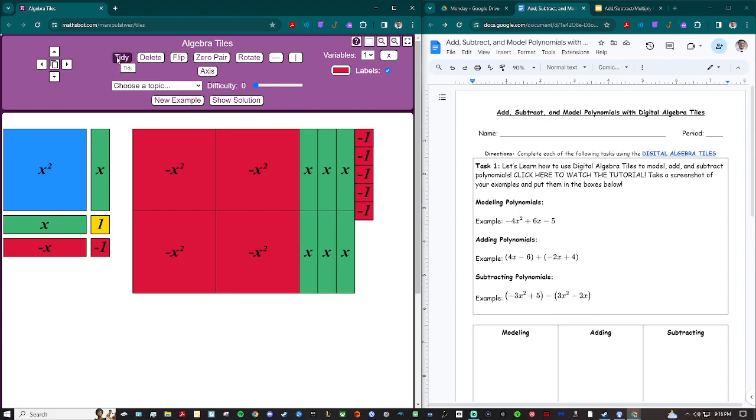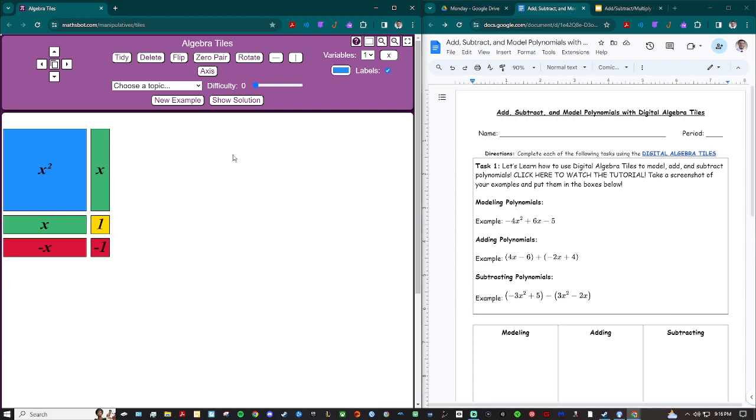Okay, click the tidy up button to get rid of your algebra tiles, and let's go on to adding polynomials. So we are going to add together 4x minus 6 plus negative 2x plus 4. So let's first model both of our polynomials. So I have 4x minus 6. So I'm going to grab 4 x's, 3, 4, and I have minus 6. So I'm going to need 6 negative 1s. There's 4, 5, 6. So here is 4x minus 6.